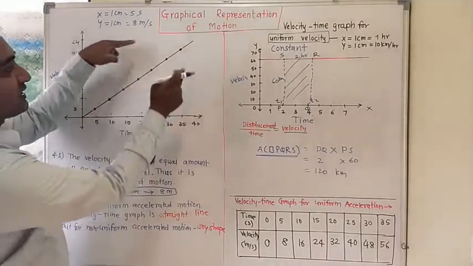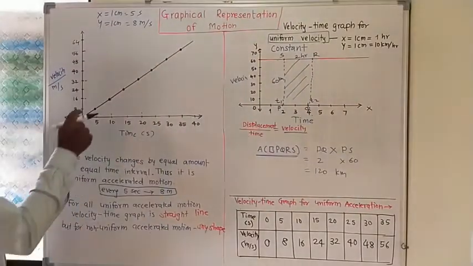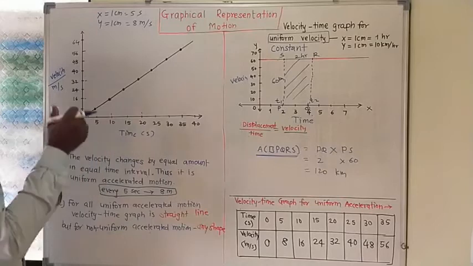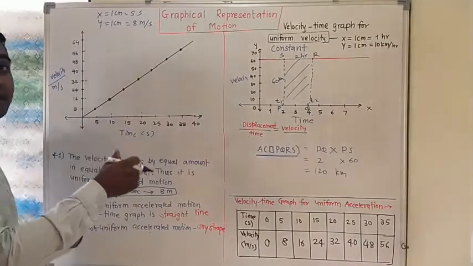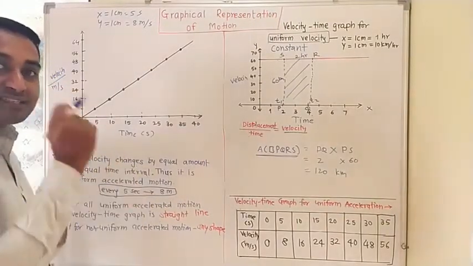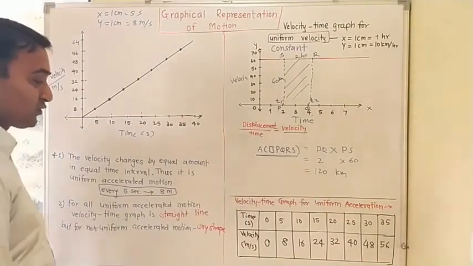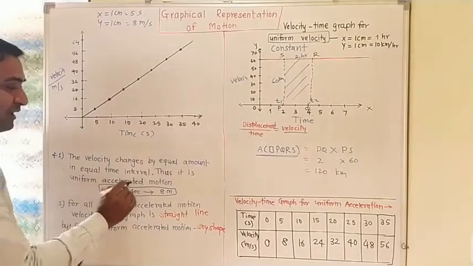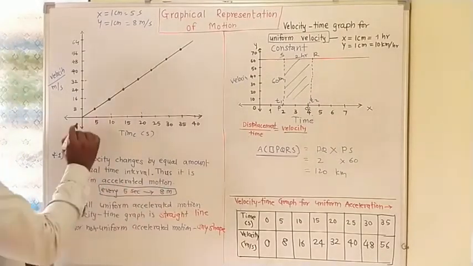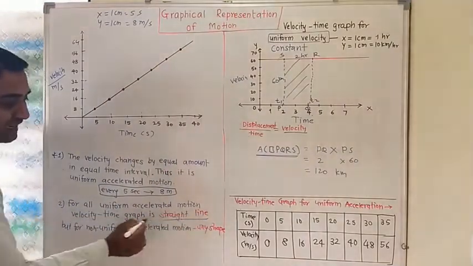If you plot a graph like this one, again we are getting a straight line. So this one, what kind of velocity? In equal time interval, change in velocity is the same, that means acceleration is the same. Acceleration is a constant, change in velocity is a constant. So this motion is called as uniform accelerated motion. That means for uniform accelerated motion, the graph is always a straight line.